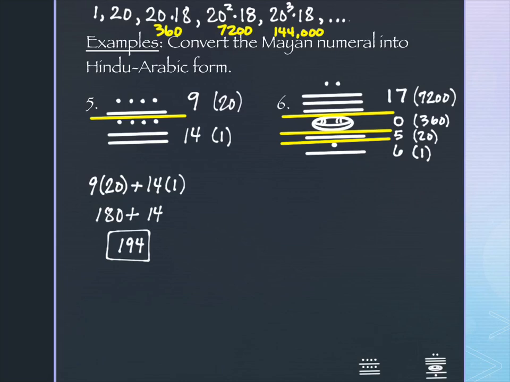Okay, so we're going to multiply each of those and then add them together. So I'll write mine out just to be sure that you see it clearly. We have 17 times the 7,200. Technically, we have 0 times the 360. I realize that's 0. You don't have to write it if you don't wish. We have the 5 times our 20. And we have our 6 times our 1.